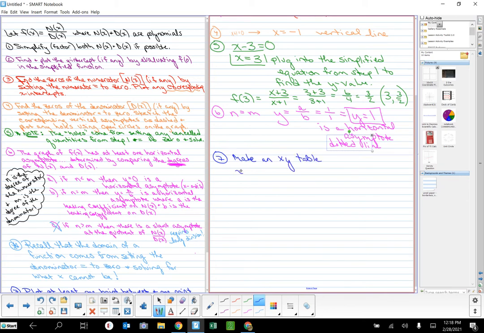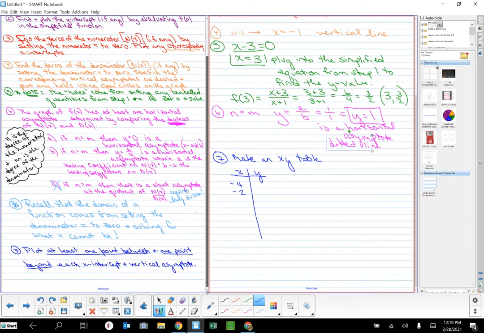So I'm going to X, Y, and I know I'm going to check -4 and -2. Now I'm going to go back. Now that takes care of the left-hand side of my graph. Now, again, if I look over here, 1 point between and 1 point beyond each x-intercept and vertical asymptote.